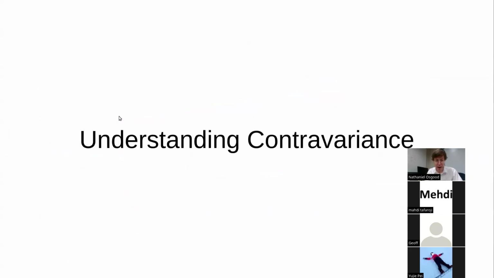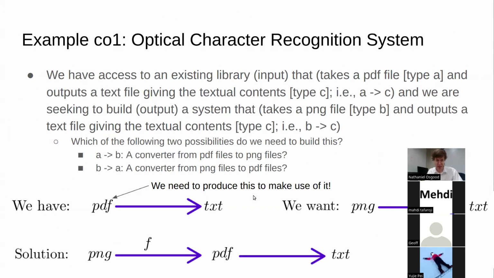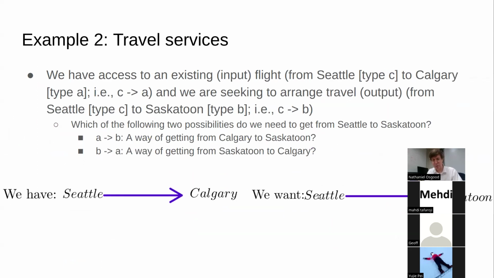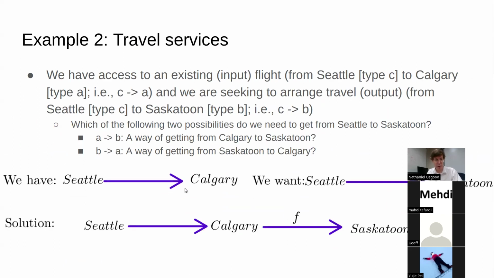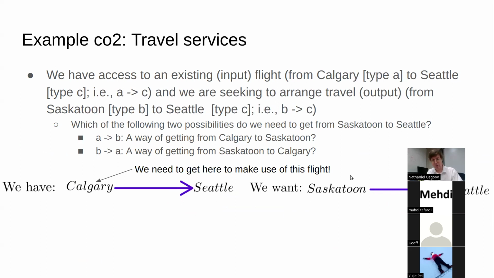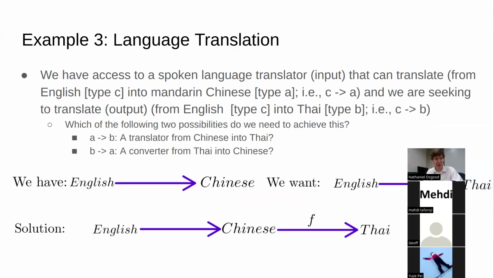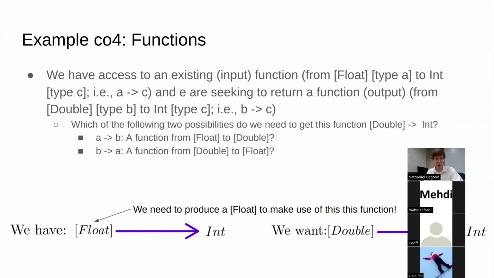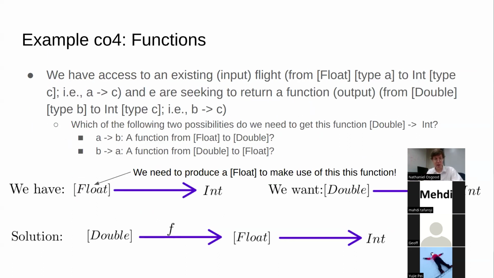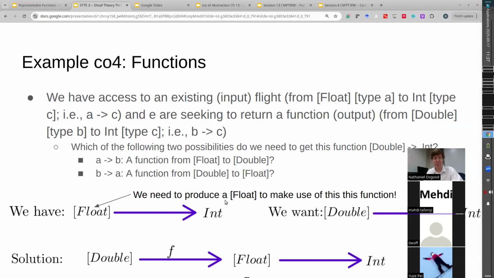It's contravariant, and you might think, well, that doesn't make sense formally. We have this, we want that. Surely we need a way of going from Calgary to Saskatoon. No, you want a way of going from Saskatoon to Calgary because you're going to pre-compose it with this to get from Saskatoon to Seattle. And that's exactly right. Okay, I have lots of other examples, language translation, functions, and so on, but I think you get the understanding here.